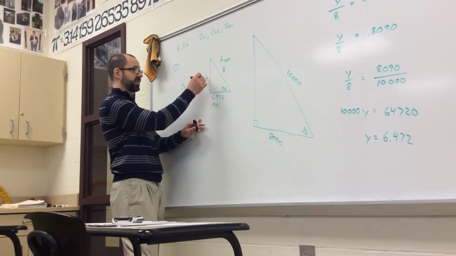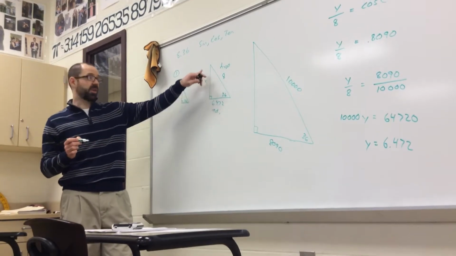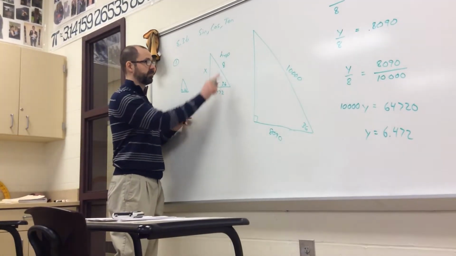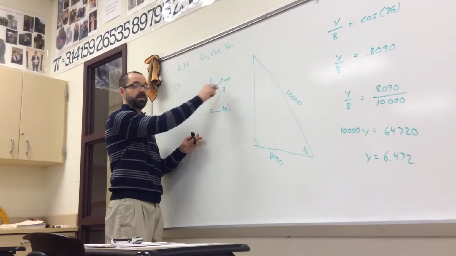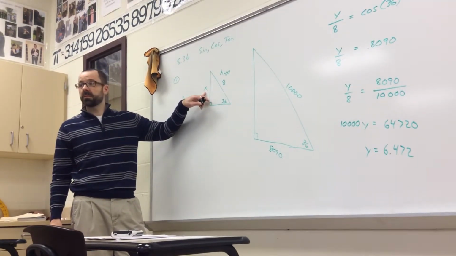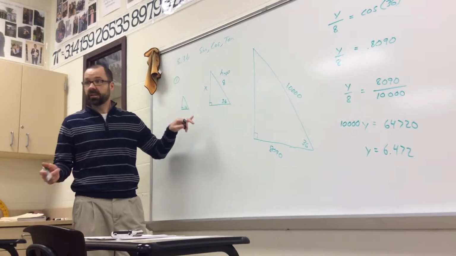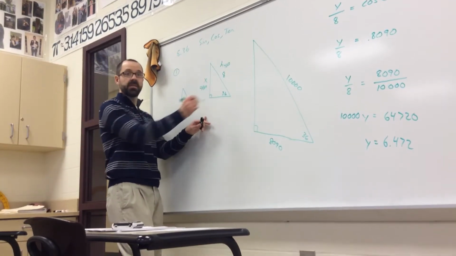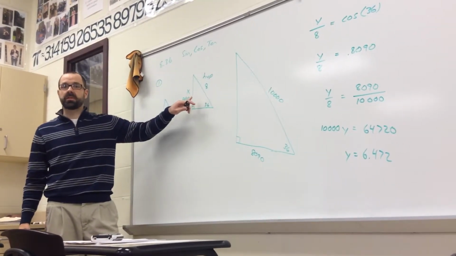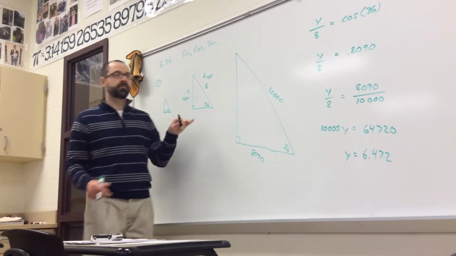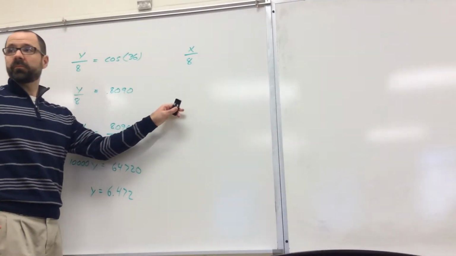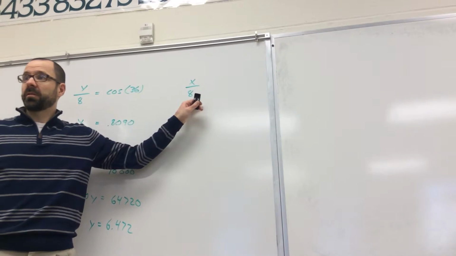All right, now we're going to go for this side. So I'll call that x. So 8 is the hypotenuse. What's the x? Compared to 36, it's the opposite, right? Because it's across from the 36. So now we've got opposite and hypotenuse. So that's x over 8. So I just made a fraction, opposite over hypotenuse.